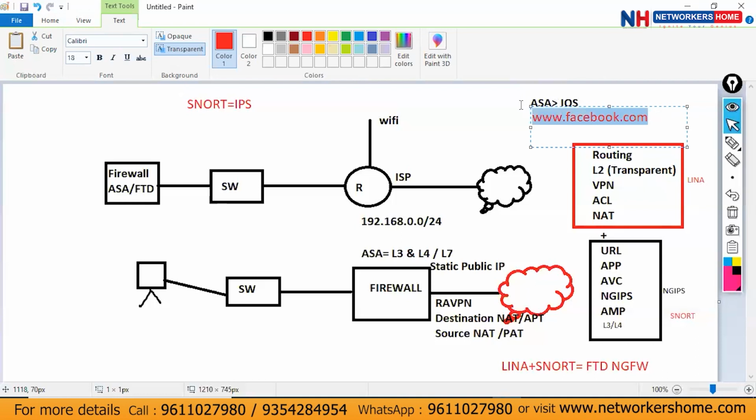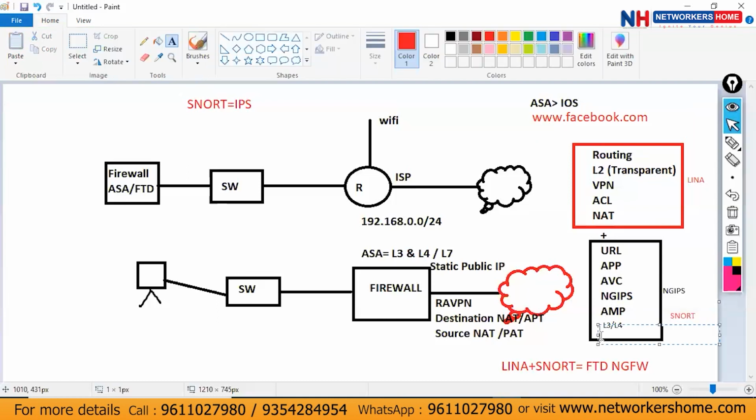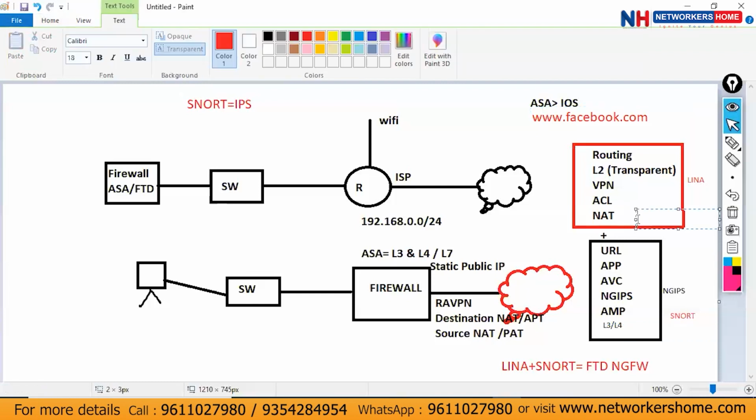Now, on ASA, you can block for HTTP, not for HTTPS. Again, that is the problem. So do you think only HTTP websites are there? No, HTTPS is there, which encrypts the traffic. Again, you have to do a decryption. So again, coming to the decryption. Now, new thing, your FTD is also capable of doing a decryption. Right, decryption comes into the picture.